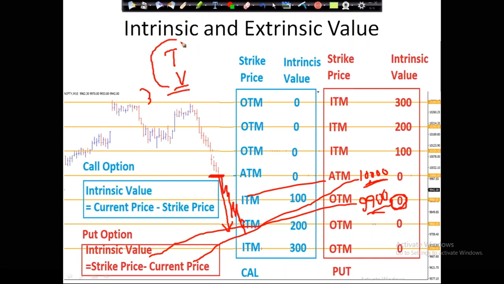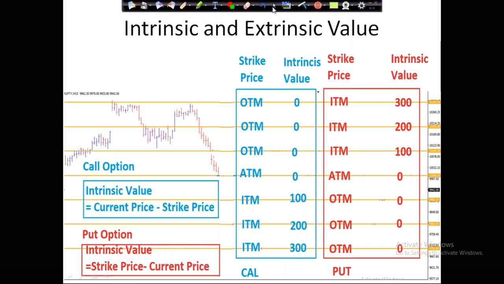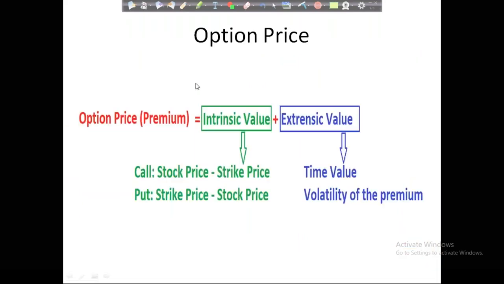We have two things. One is time value, and another is volatility. So these two things are called hope value. There is nothing actually. What we are doing is hoping that the price will move. That is the two things we have. One is time, next is volatility. That is called extrinsic value. Is it clear? I'm explaining very simply, whatever I can do. All right, that is two things only.